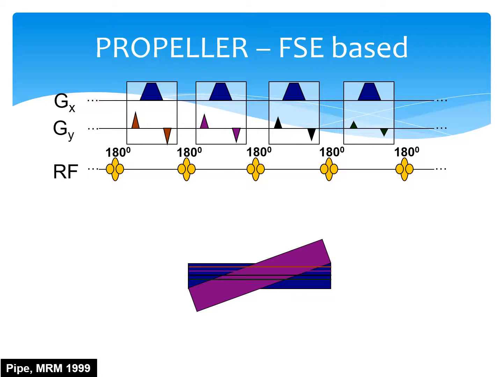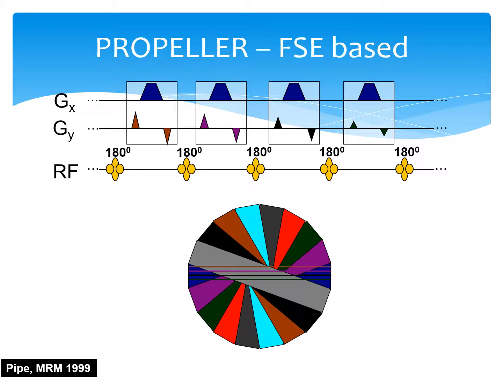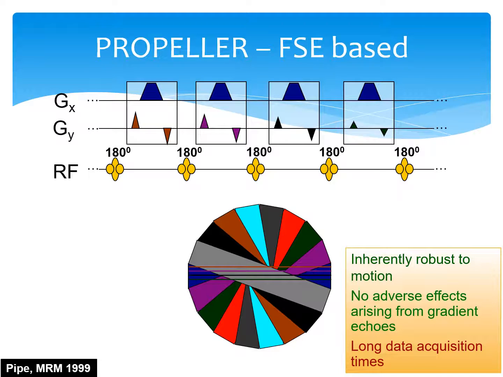As we move through subsequent TRs, the blades are rotated through an angular region of pi to cover the complete K-space. As you can see here, the central region of the K-space is acquired by every blade, and this inherently enables the sequence to be robust to motion. The sequence also does not suffer from any adverse phase sensitivity effects arising from gradient echoes. Due to the redundancy of the central region of K-space, the data acquisition efficiency tends to be low.